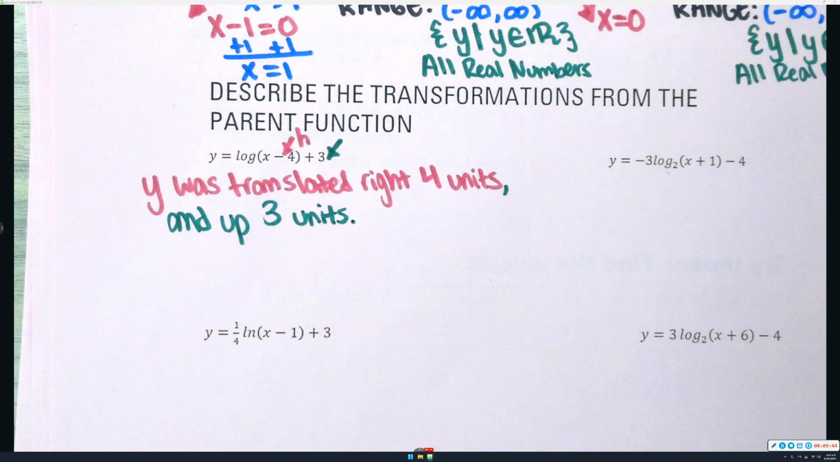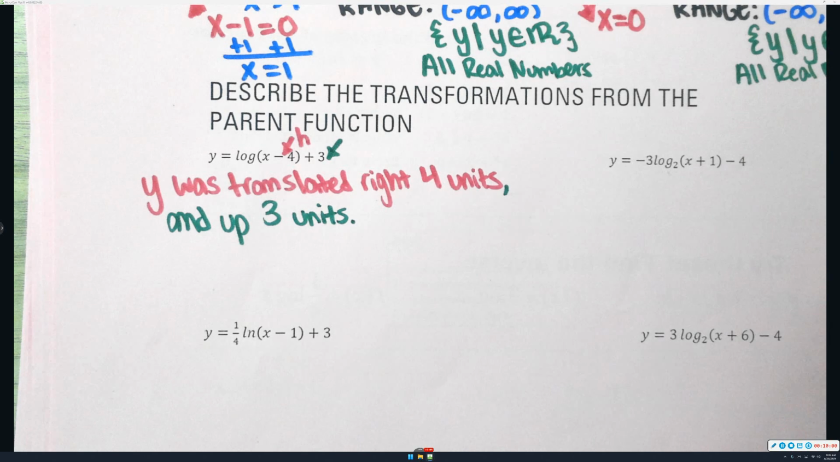Now keep in mind that the description can become a little bit more fancy, right? I can definitely say y was horizontally translated right 4 units and vertically up 3 units. That could potentially be another description that you might see on the multiple choice of the test, or perhaps that you can write down for the free response.